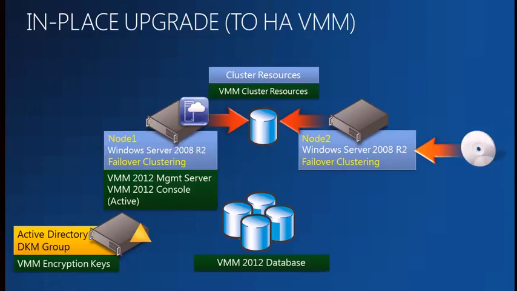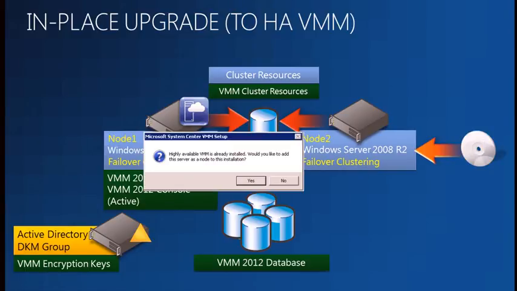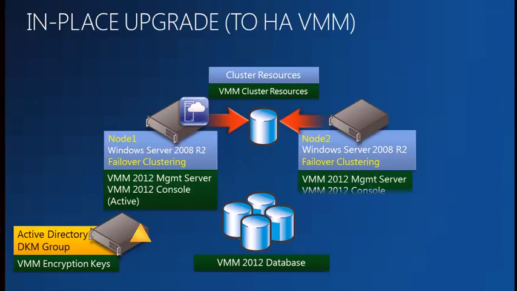On the second server, you would do the same. You take the media, you install VMM 2012, and then you get this prompt: a highly available VMM is detected. Would you like to add this as an additional node or a passive node to this highly available VMM instance? You say yes, and then this particular instance becomes a passive node. And now you have a highly available VMM infrastructure.